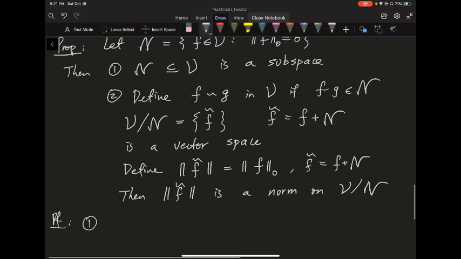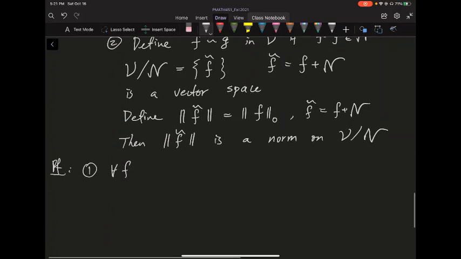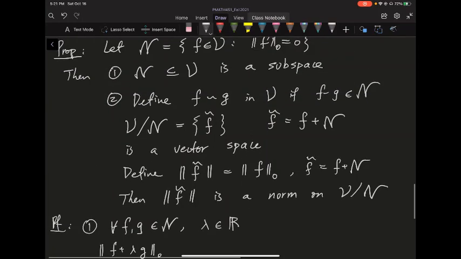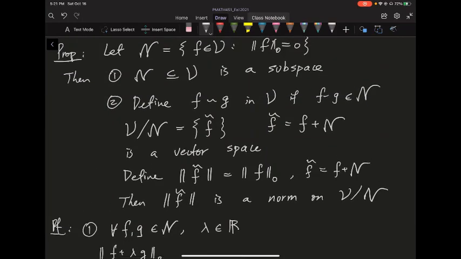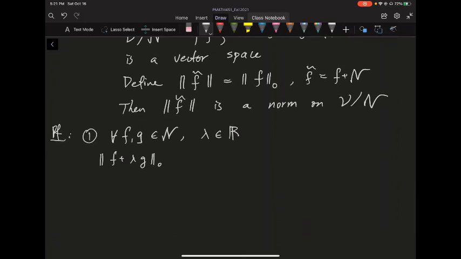And to show it's a vector space, I just need to show that if I take any f and g inside N, and any scalar lambda in the reals, then everything stays inside. So let's consider what happens to f plus lambda g. I need to show that the semi-norm is still equal to 0. V contains all the functions with semi-norm equal to 0, so I want to show this linear combination also has semi-norm equal to 0.